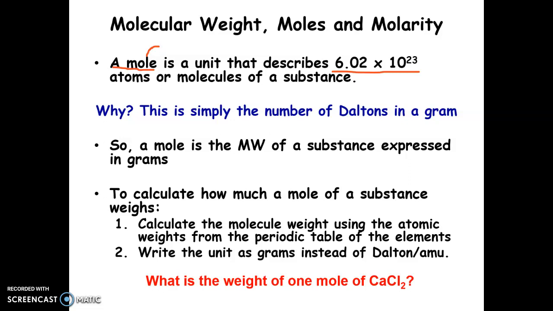Okay, so to calculate the molar weight of water, first thing you have to do is to figure out the molecular weight of water first. And once you figure out the molecular weight of water, all you have to do is change the unit from Dalton to grams. Okay, and remember, molar weight is always expressed in units in grams. So let's do an example of calcium chloride.